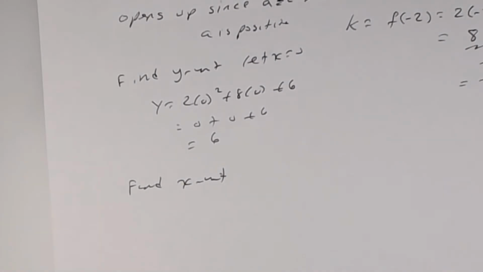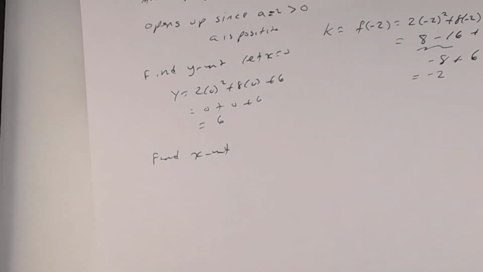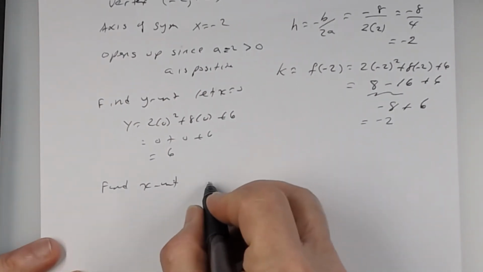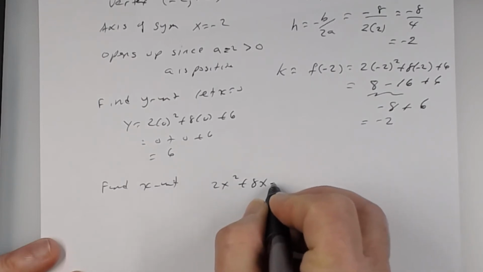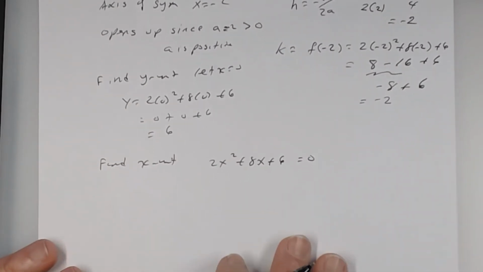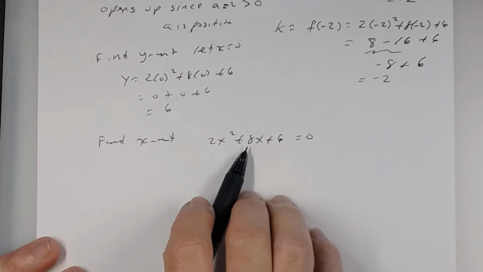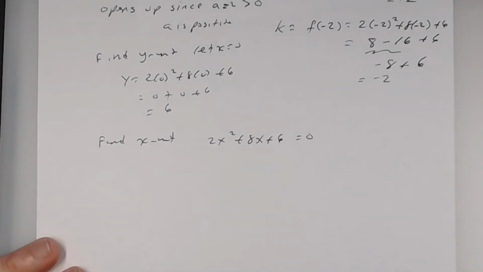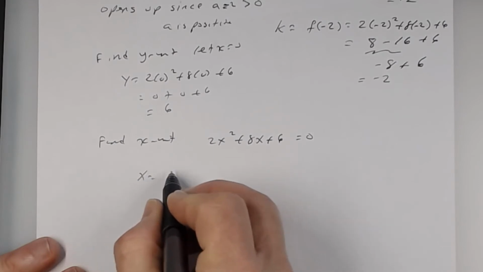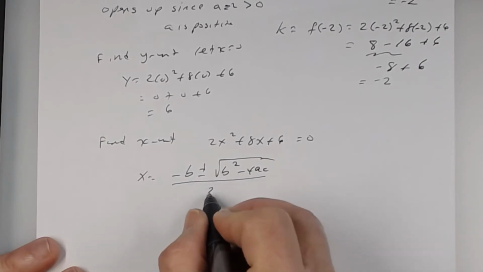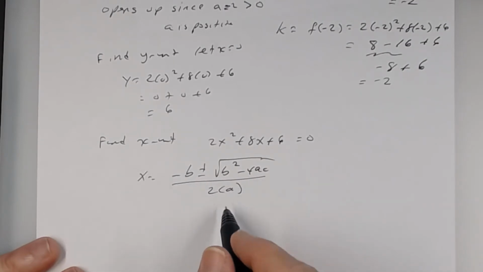To find the x-intercept, you let what be 0? Y. So y be 0, which is f of x. So you're going to set this whole thing equal to 0. So 2x squared plus 8x plus 6 equals 0. And then we're going to use the quadratic formula. Again, a is 2, b is 8, c is 6. So your quadratic formula is the opposite of b plus or minus the square root of b squared minus 4ac, all over 2a, right?